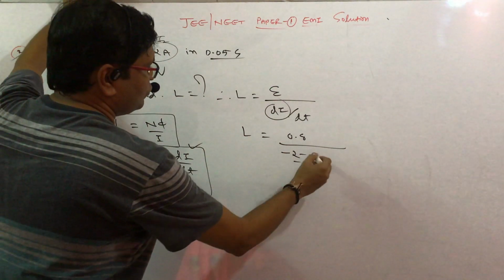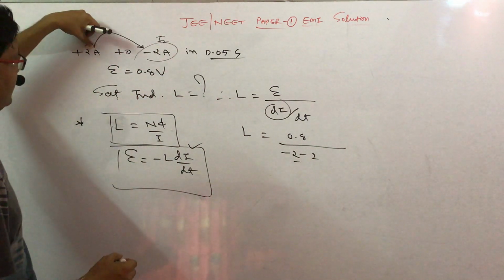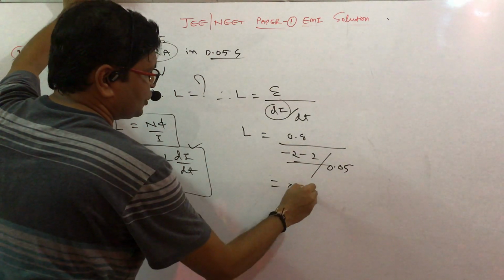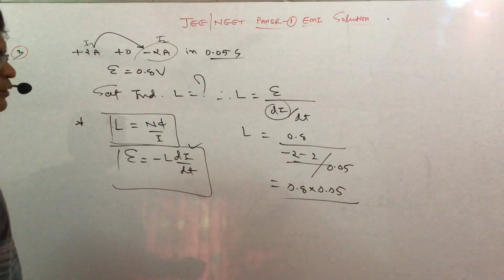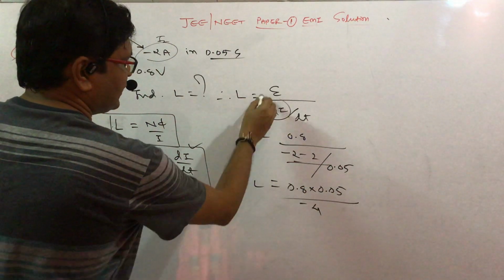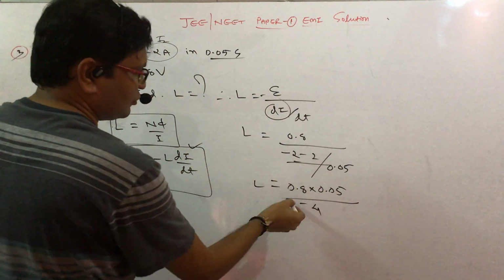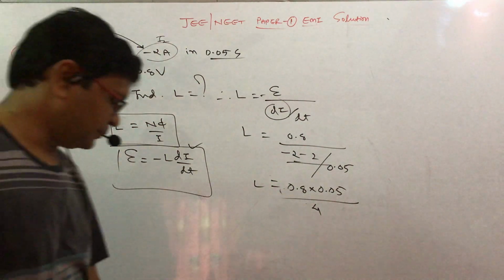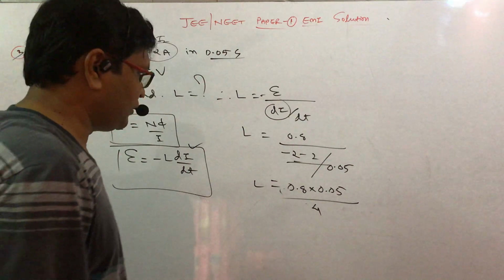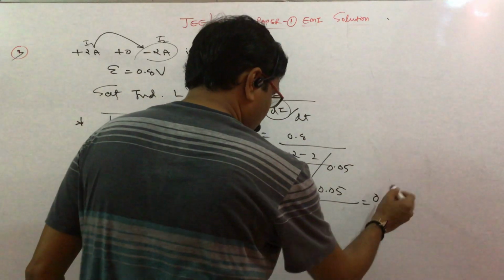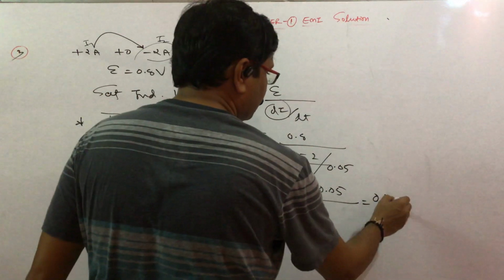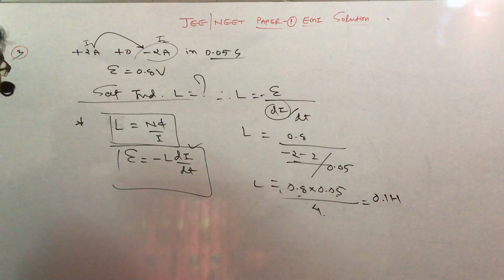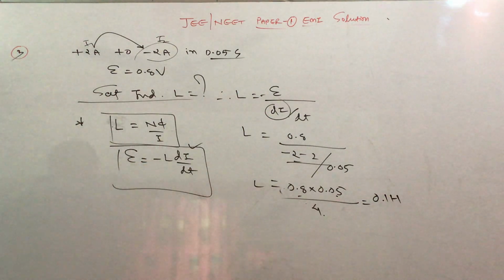So minus 2 minus 2 is minus 4, upon delta t, it is 0.05. So I can write 0.8 into 0.05 upon minus 4. Here the minus sign, Lenz's law, you may keep it or not, it works either way. Minus minus cancel. Here the minus sign doesn't play any important role, don't worry. So if you simplify, then your answer is simply 0.1 Henry, because 8 by 40, 4 cancel. So what is the inductance of this coil? It is 0.1 Henry. Both easy questions.